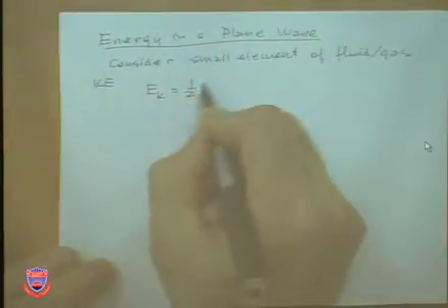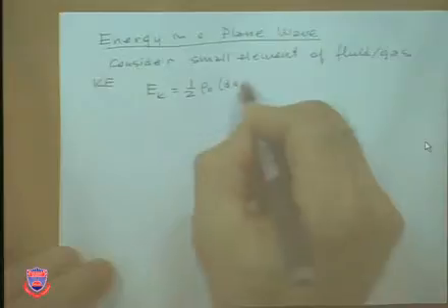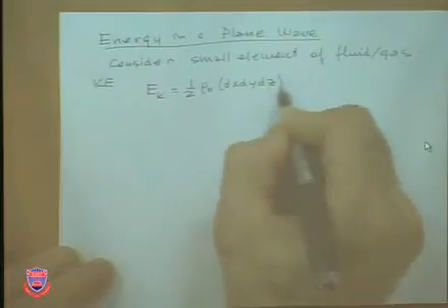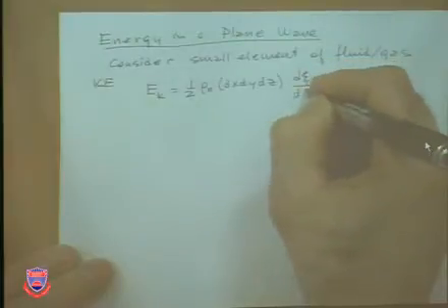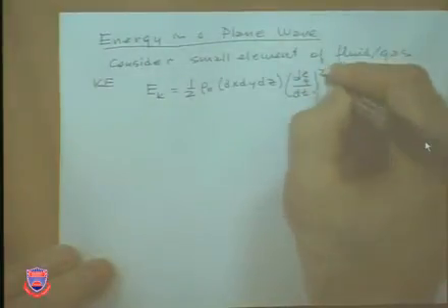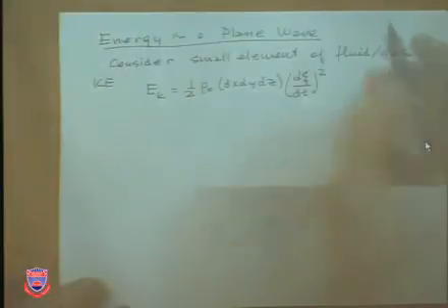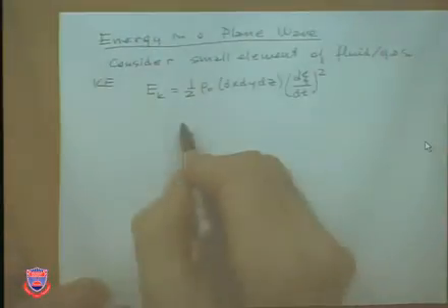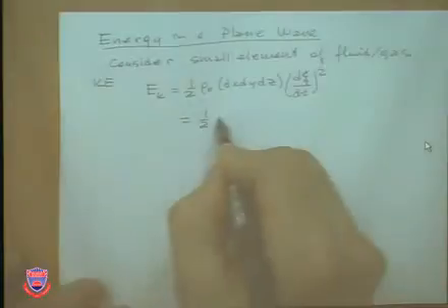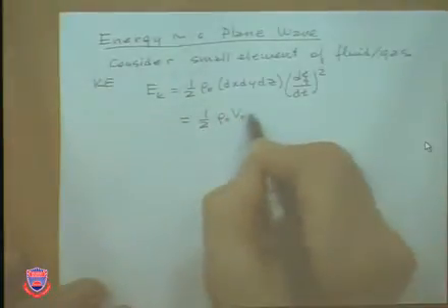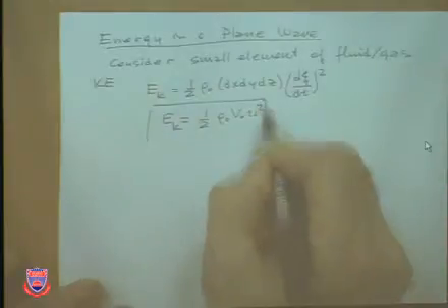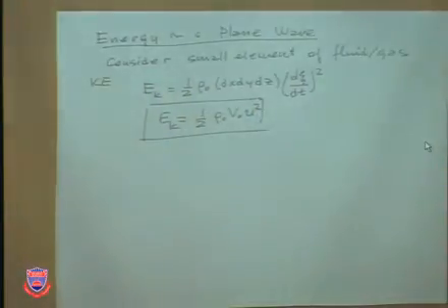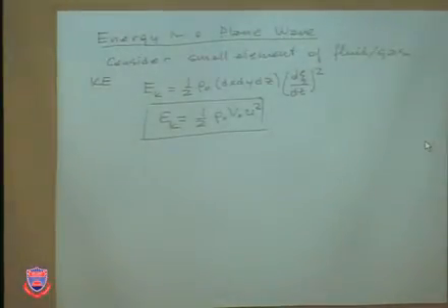So, okay, that would be the mass, and expressing the velocity in terms of its displacement. We can also write it in terms of density, elemental volume, and square of the particle velocity.